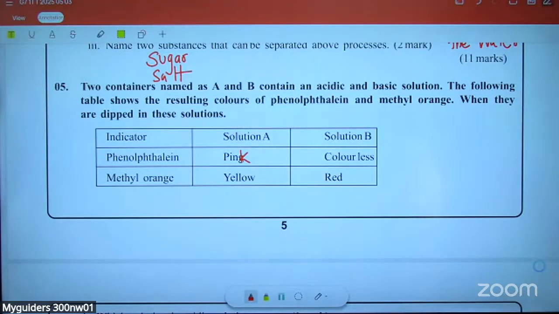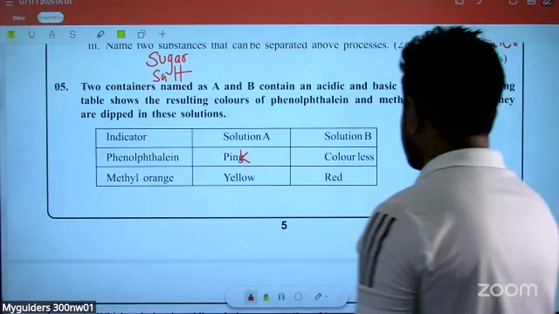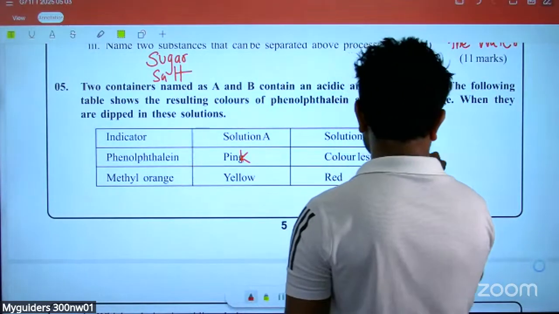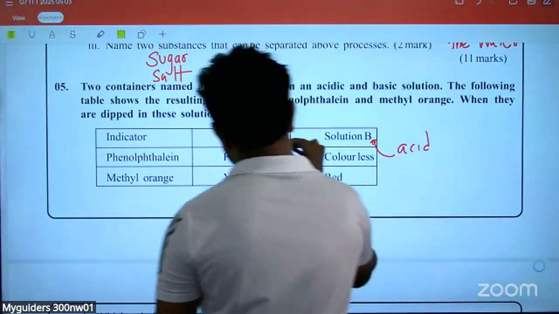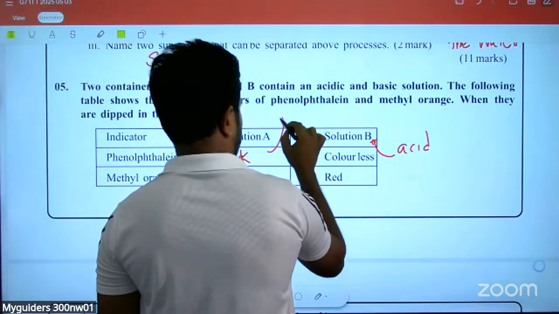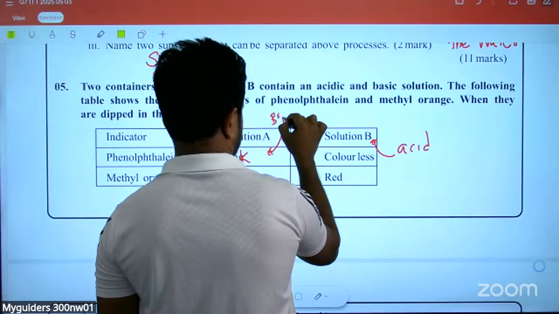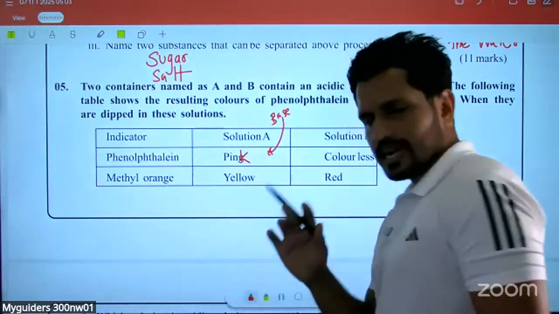Okay, so when considering phenolphthalein, normally phenolphthalein is colorless in acidic solution, right? Acids, right? Acids. According to this it should be an acid. And here the pink should be a base. Okay, that's about the phenolphthalein.